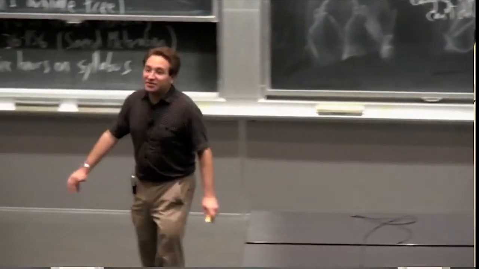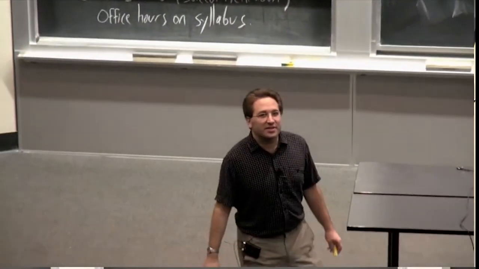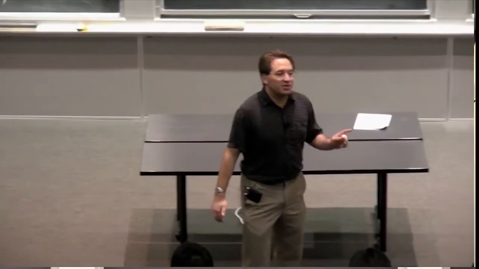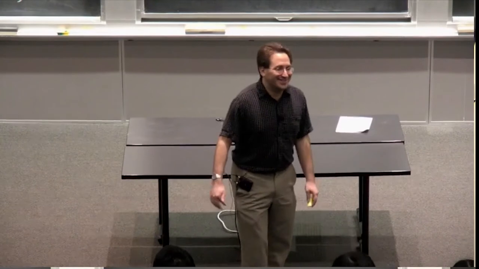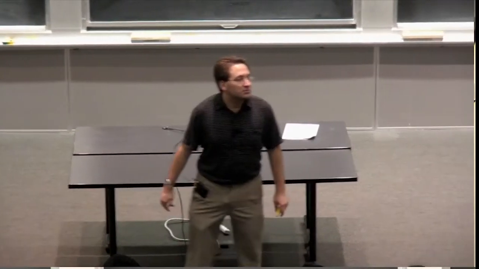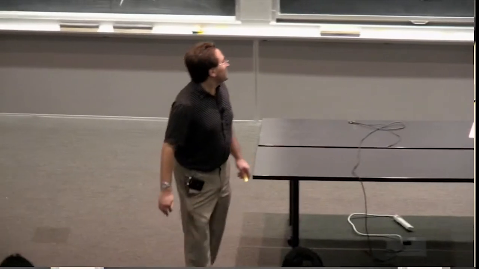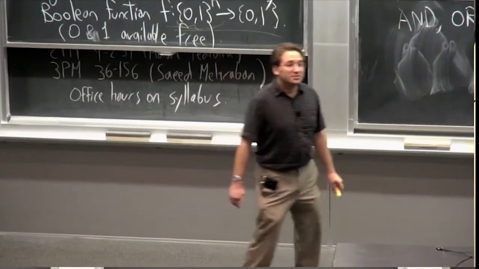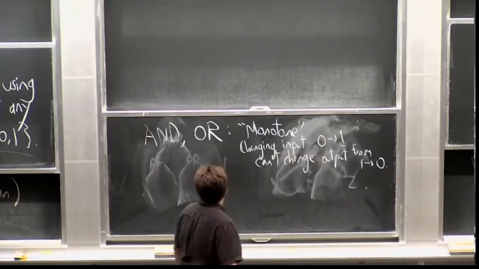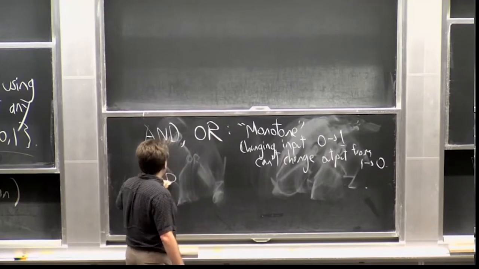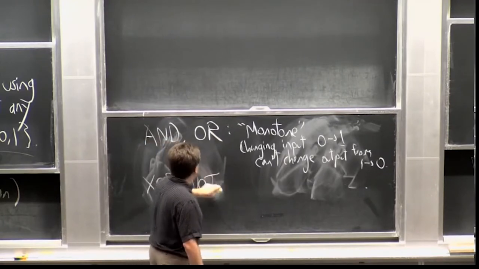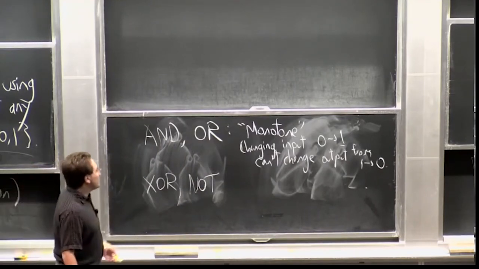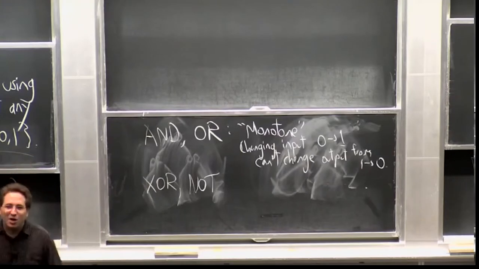Does anyone know a different set of Boolean gates that's not universal? There's basically one other interesting possibility. It's one that's already been on the board, actually. XOR. In fact, I can take XOR and throw in the NOT gate also. XOR and NOT will also fail to be a universal set.